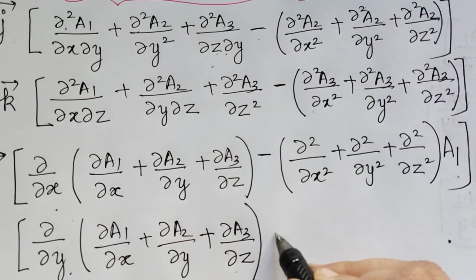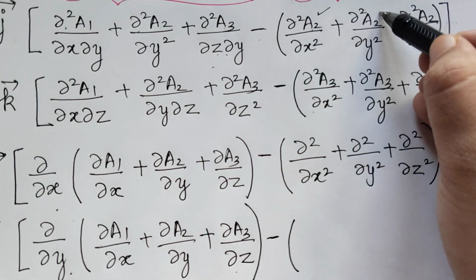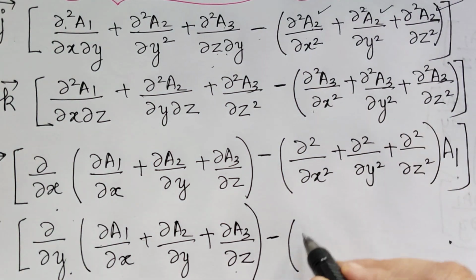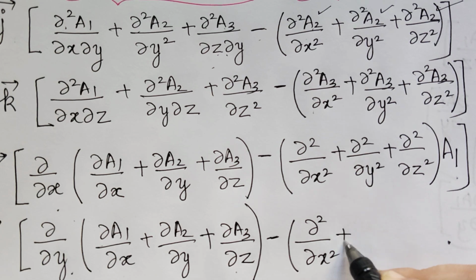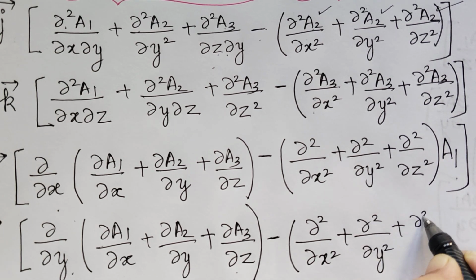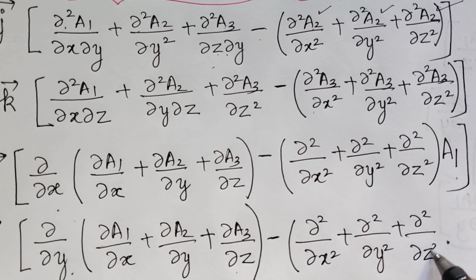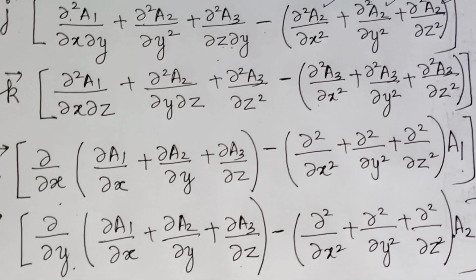And minus of, here what is in common in these terms? a2, if you see. a2 is in common in everything. And so this can be written as ∂²/∂x² plus ∂²/∂y² plus ∂²/∂z². And what is in common? a2 bracket. So this is over.